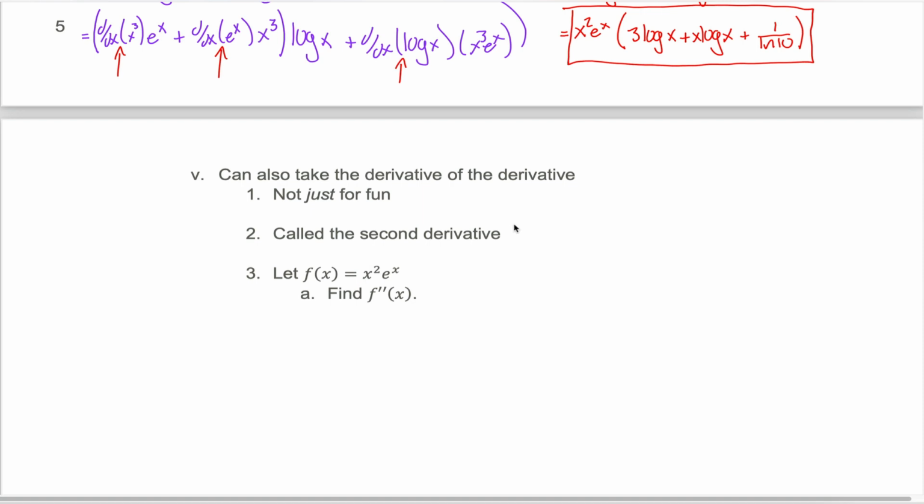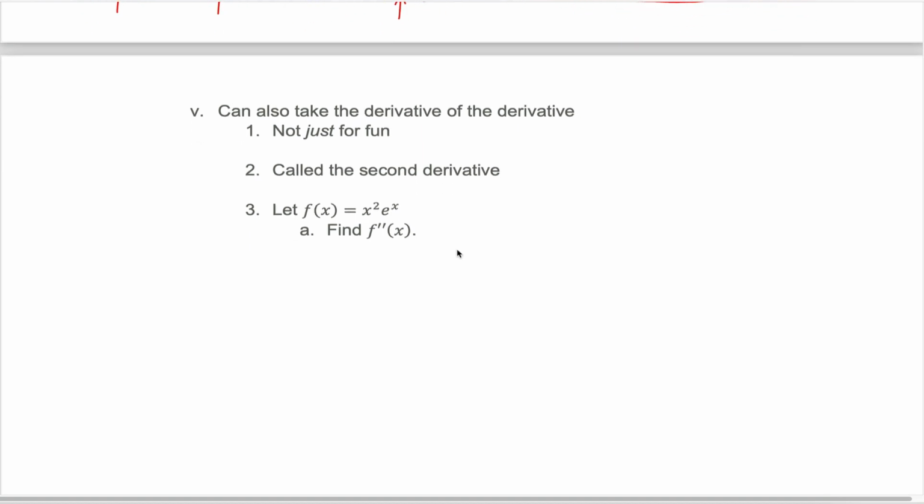For now, I just want you to see that somebody could ask you to figure out the derivative of the derivative. And they wouldn't say figure out the derivative of the derivative. They'd say figure out the second derivative. And while they might say the second derivative, nobody would write the second derivative.